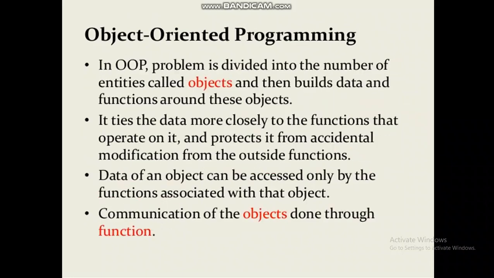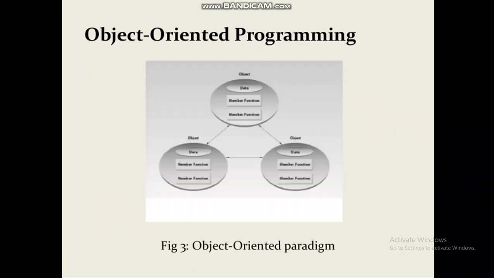Such a unit is called an object. The program is divided into a number of entities called objects. The data are closely tied, so only the functions can operate on it. Communication of the objects is done through functions. Data of an object can be accessed only by the functions. The picture can clearly explain the concept of the object. There is an object. Inside the object there are data and member functions. The object can access the data and also the member functions.